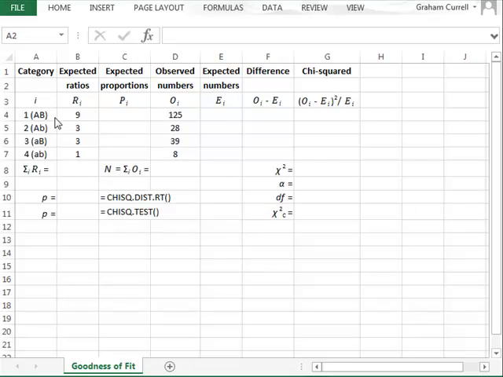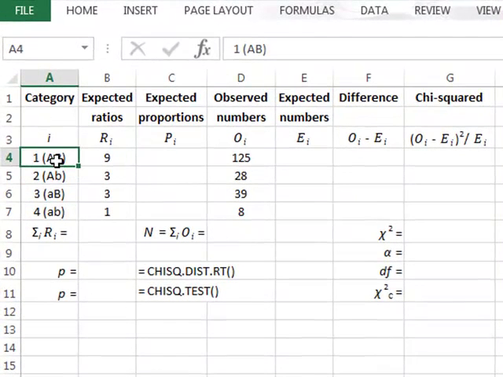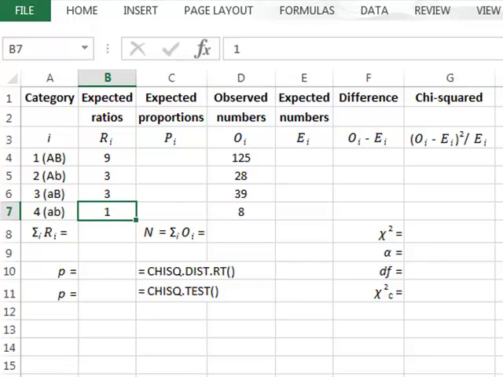In this video we will perform the chi-squared goodness of fit test, and we have 4 categories of 4 different genotypes, and we expect the numbers of observations in these categories to be in expected ratios of 9 to 3 to 3 to 1. But experimental observations give us 125 in the first category, capital A, capital B, 28 in the second, 39 in the third, and 8 in the fourth.